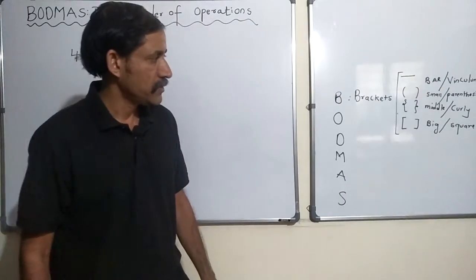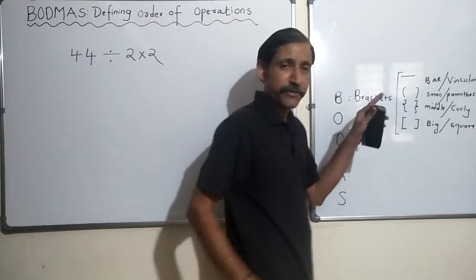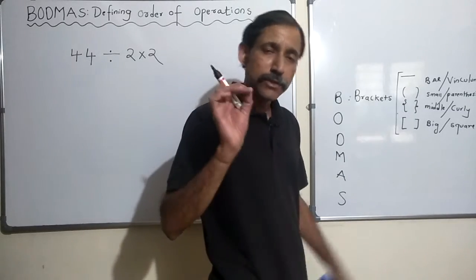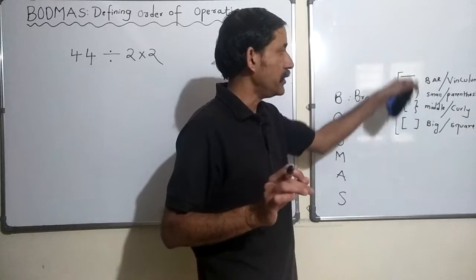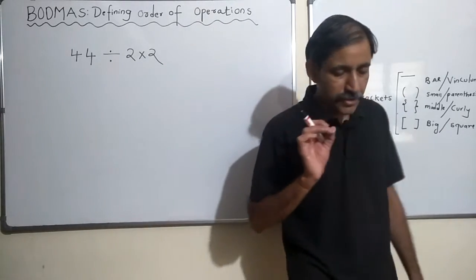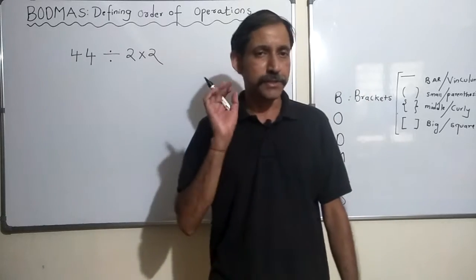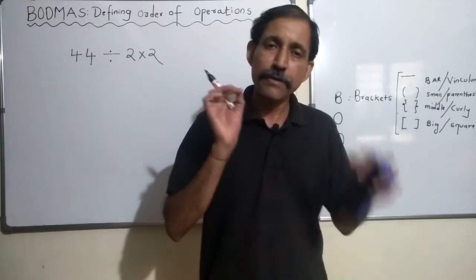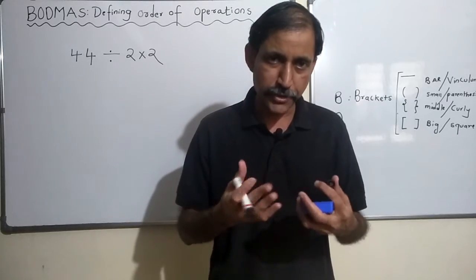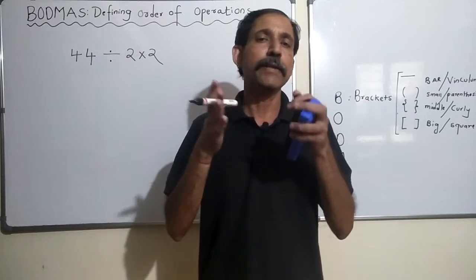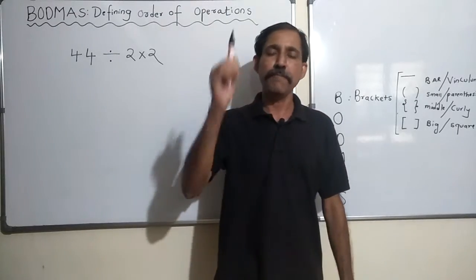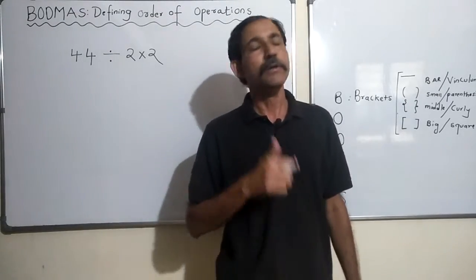So there are four kinds of brackets, and all brackets that you would encounter while solving a mathematical expression would fall into one of these four. Now the question is, which bracket would you solve first? Always remember that eventually when you solve a mathematical expression, you would end up solving the innermost bracket first. Just remember that for the moment. We'll come back to that later when we solve the problems.